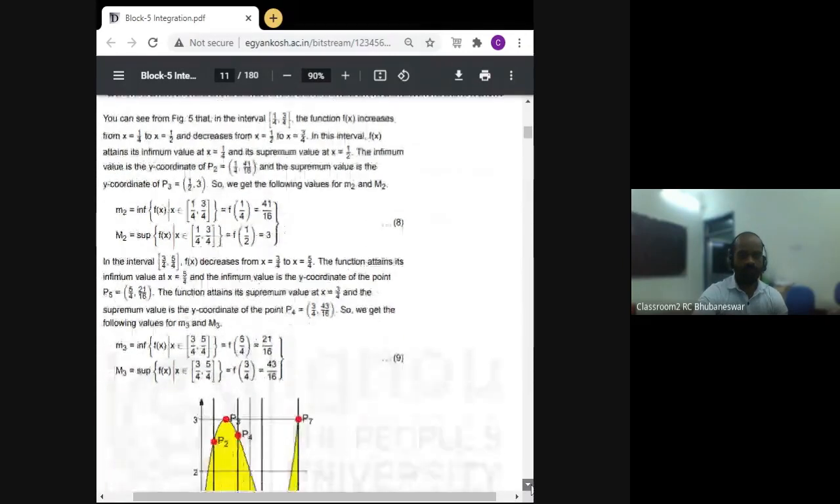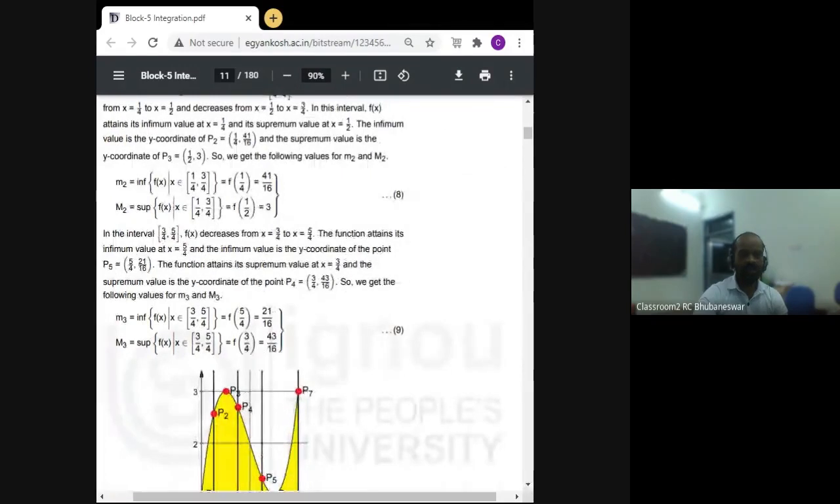In the same way, we have calculated for the second interval, 1/4 to 3/4, and here the infimum value is 41/16. Similarly we can calculate the supremum value of the function in the interval 1/4 to 3/4, and here the supremum value in the second interval is 3/3, and it is obtained at 1/2.